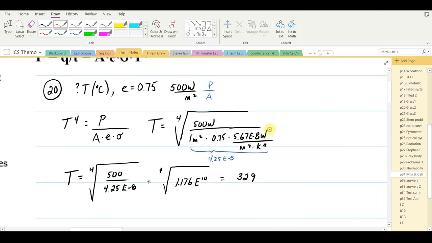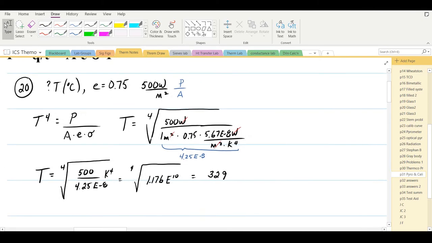So we have watts cancel, per square meter cancels. We're left with 1 over 1 over K to the 4, which is K to the 4. So this is Kelvins to the fourth power in parentheses here. And the fourth root of that will simply be Kelvins. We're asked for the Celsius temperature, so we need to subtract 273. And that'll be 56 degrees Celsius.